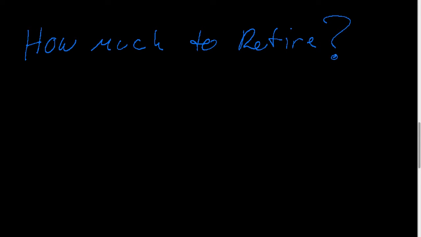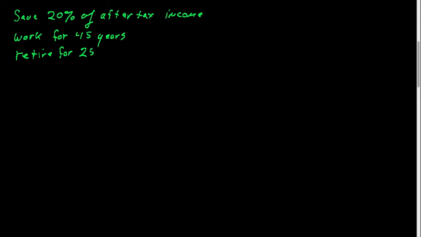Let's say you save 20% of your after-tax income every year. You work for 45 years and then retire. To keep the problem simple, we'll assume that you will live 25 years in retirement and then die. Why does this make things simpler? Because you know exactly how many years you need to support yourself in retirement.